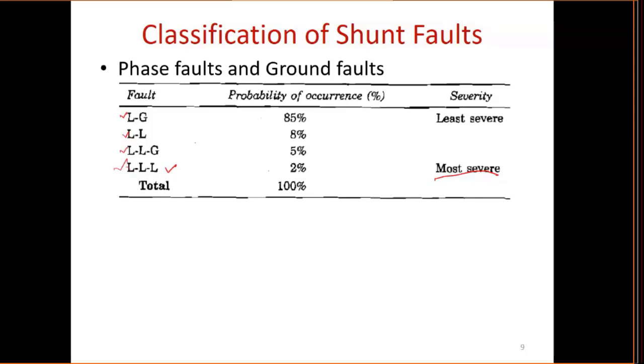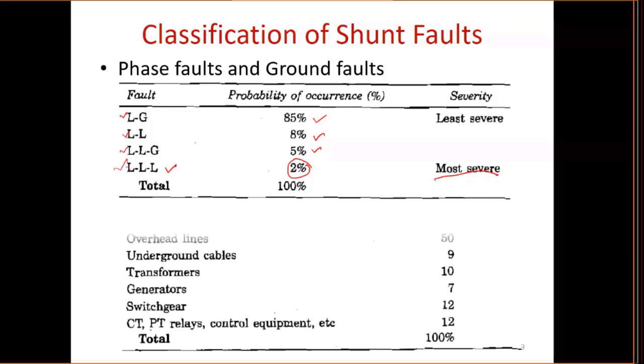Okay, it's around 85%. So it has been statistically observed that line to ground fault is around 85%, line to line fault is around 8%, and double line to ground fault is around 5%. The three phase fault, that is the symmetrical fault, the chance of occurrence is very less. It's around 2%. It's very less.